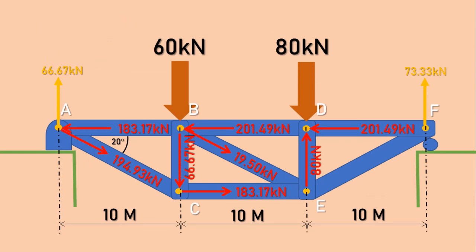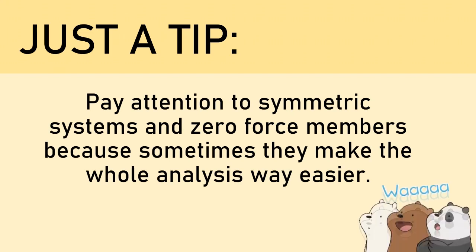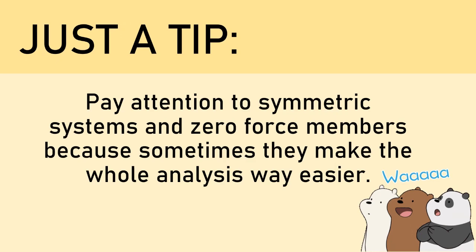Finally, we have completed the diagram and solved for all external forces, reaction forces, and all internal forces acting on each member. Just a tip for you guys, in solving simple trusses, we often have the symmetric system and zero force members. You should pay attention to that, because identifying these special cases sometimes will make the whole analysis way easier. You could just solve for the other half and copy the results to another half. Easy, right?